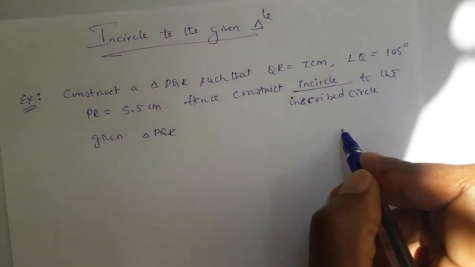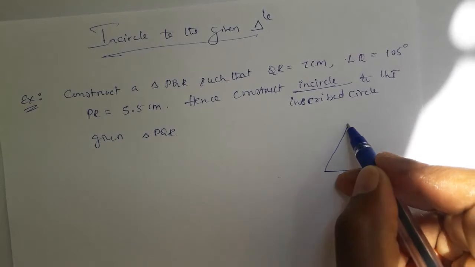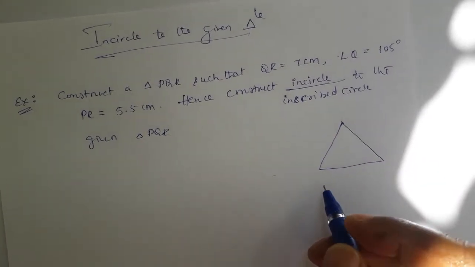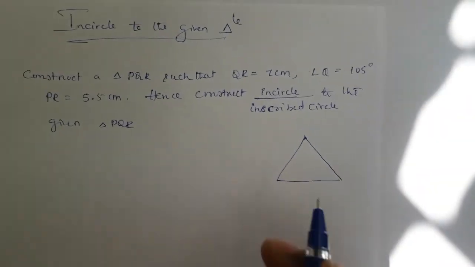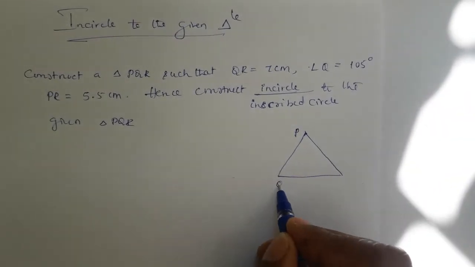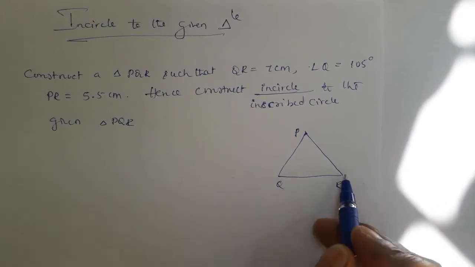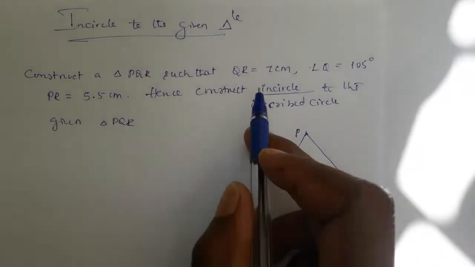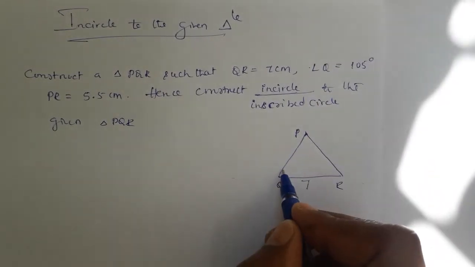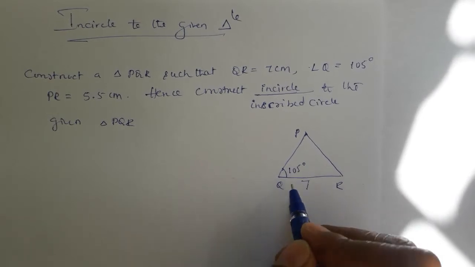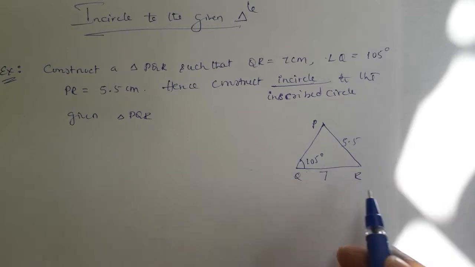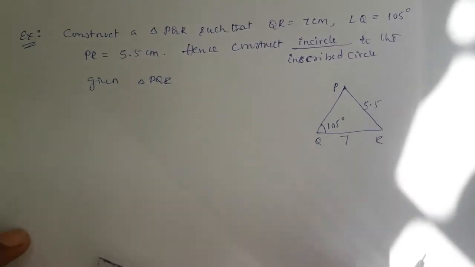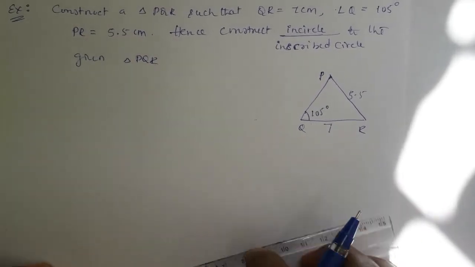We'll start with the rough diagram of the triangle. The three sides are given, or two angles and one side is given. Let us see. We mark PQR on the triangle. QR measurement is given, correct? 7 centimeter. Angle Q is 105 degree. Then PR is 5.5. Using these 3 measurements, we'll start the construction of incircle to the given triangle.